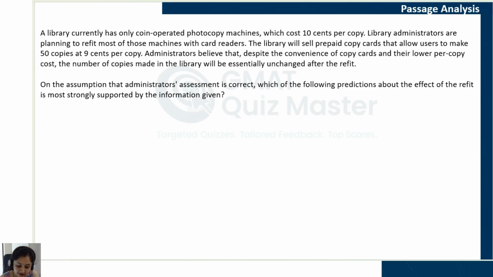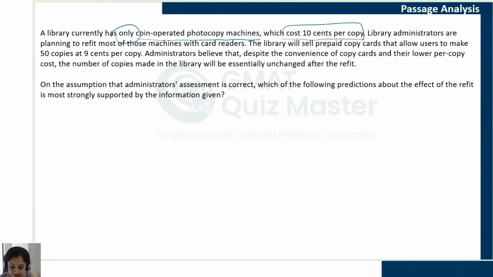A library currently has only coin operated photocopy machines. So, this is the current status of this library. It has only coin operated photocopy machines. That is, you put in a coin and it will operate for you, which costs 10 cents per copy. And this is the cost given to us, cost per copy. For one copy, you have to pay 10 cents.